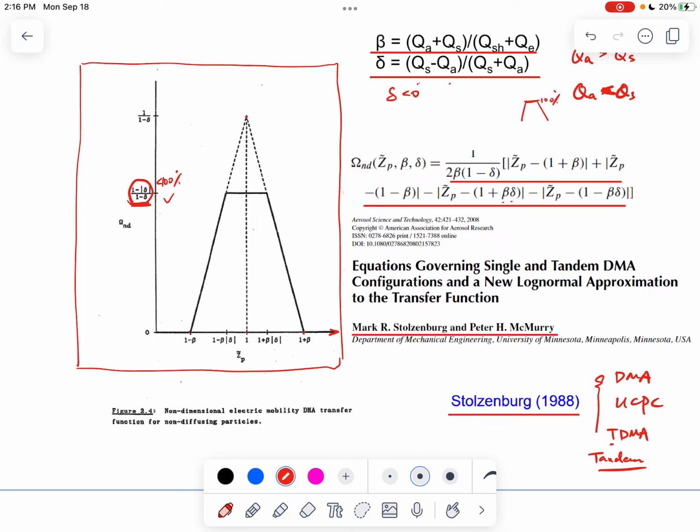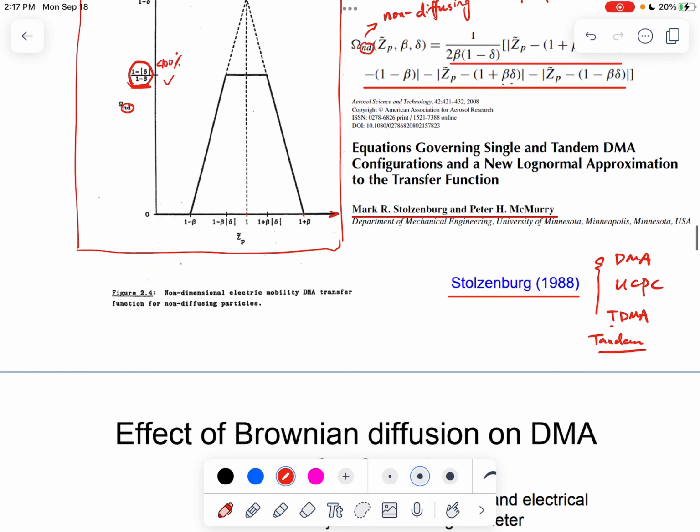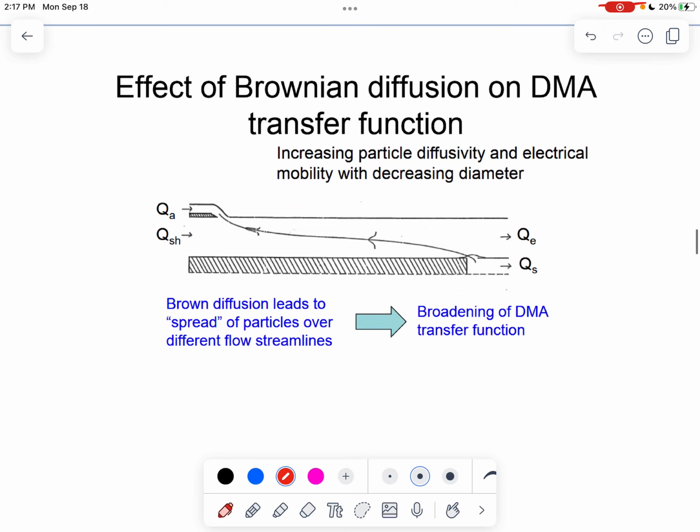Okay, so if you further look at these equations, you can see a subscript here, ND, right? So what does ND mean? ND means non-diffusing. Okay, so you can see until now we haven't talked about aerosol diffusion, right? So we just assume that the particles will flow with the perfect trajectory, and it doesn't matter whether the particles are large or small. But in reality, diffusion is going to play a role.